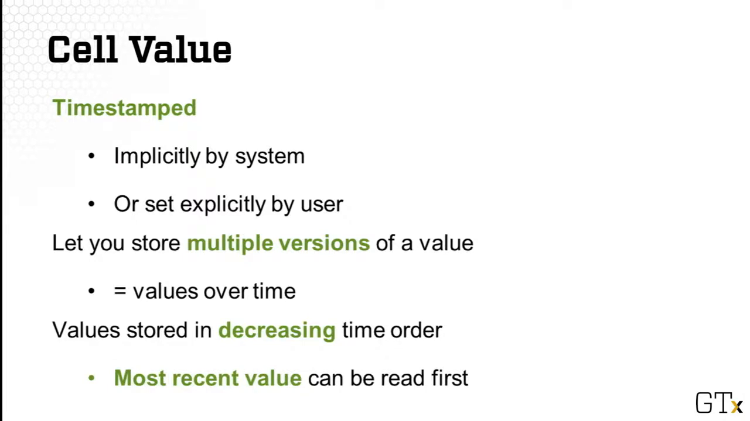The actual data is stored in cells, and these cell values are time-stamped. You can explicitly set the timestamps. If you don't, the system automatically sets it for you. This means you can store multiple versions of the data values over time. The values are stored in decreasing order, so the most recent value can be retrieved first.